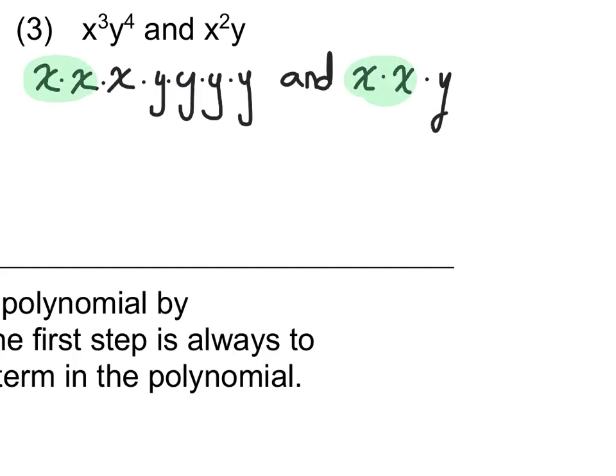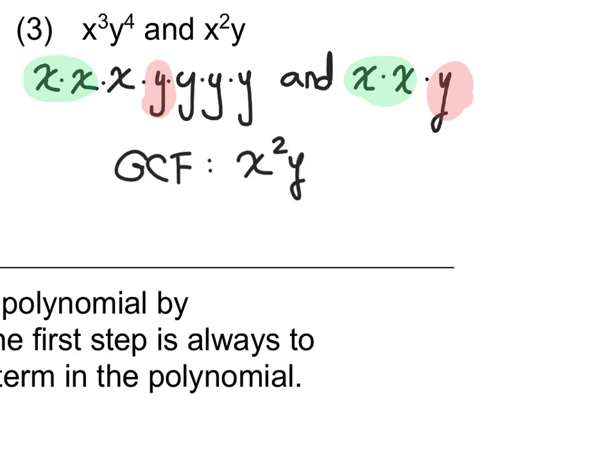It doesn't matter which 2 for the first expression, you're just going to take 2 of them. What is the most number of common y's? 1. So my greatest common factor, GCF, is going to be x squared y.